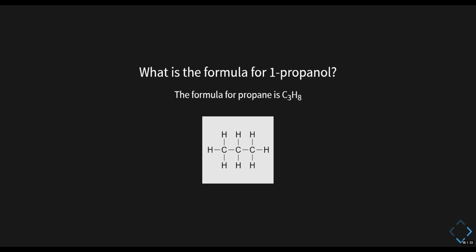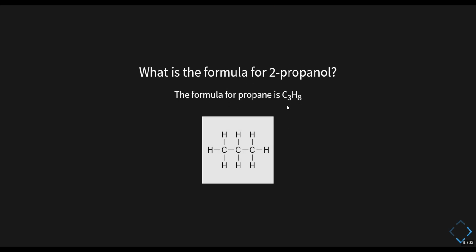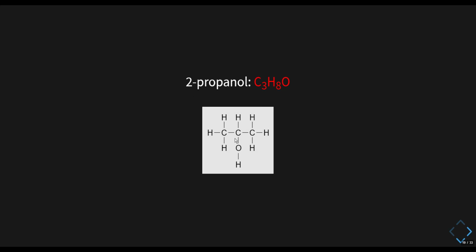So what's the formula? C3H8O, the O being the oxygen, and the structure of it would be shown on the far right-hand side. So then what would be 2-propanol? Well, the molecular formula is the same, C3H8O, but this time I have to stick the oxygen on this second, or that middle carbon. So it's C3H8O as before, but the oxygen is sitting on the middle.